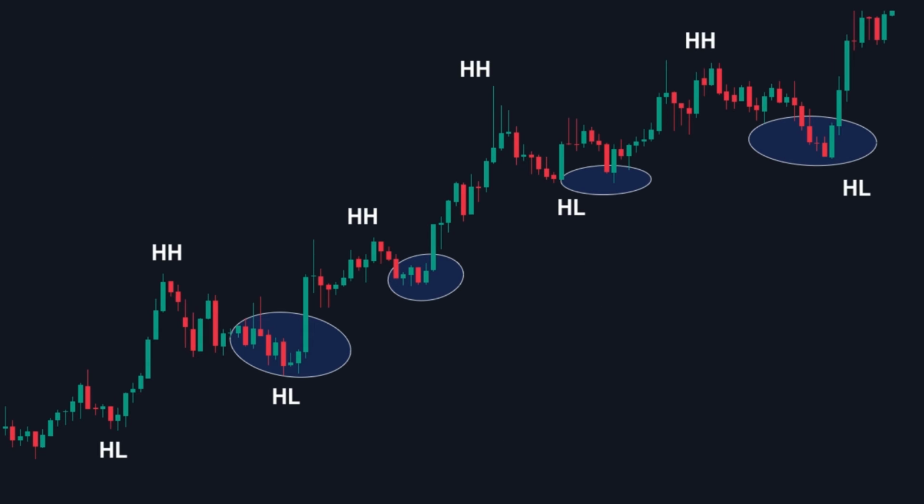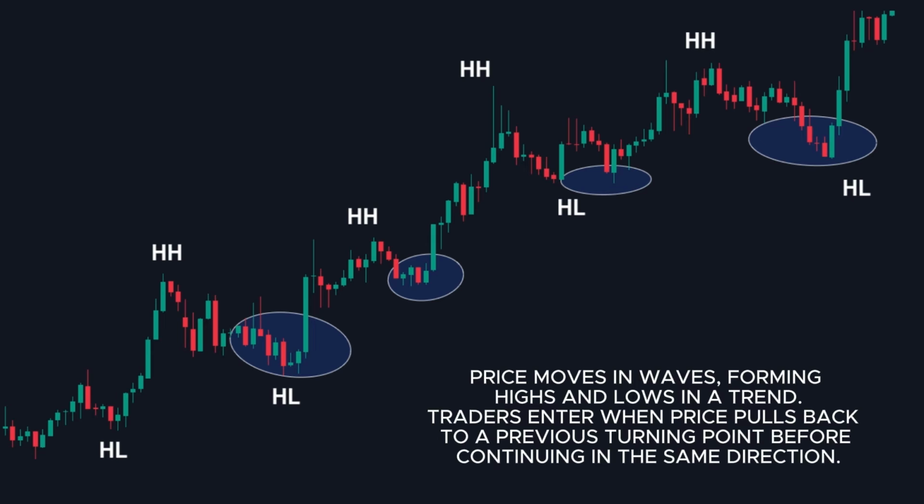Swing point retracements. Price moves in waves, forming highs and lows in a trend. Traders enter when price pulls back to a previous turning point before continuing in the same direction.